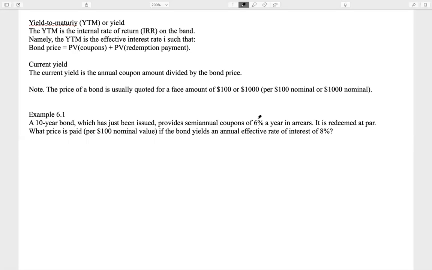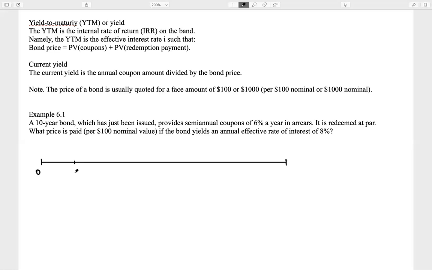What price is paid per $100 nominal value if the bond yields an annual effective rate of interest of 8%? This is IRR, right? Internal rate of return. This is your yield to maturity, YTM, as well. First, let's draw a graph. This always helps.